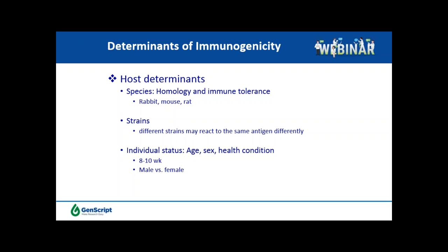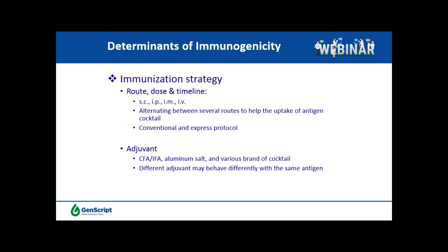Lastly, in terms of handling, female animals are less territorial and less aggressive, making them easier to handle and better for being housed in groups, and therefore make the immunization process much easier. So we have covered antigen specifications and host animals. Now let's move on to the actual immunizations.